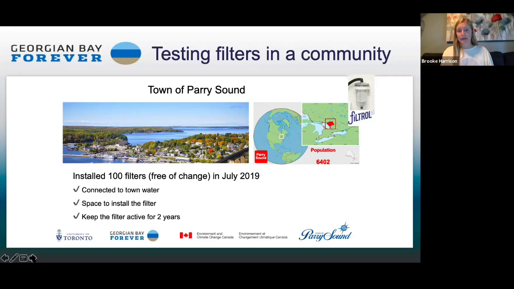You had to have the space to actually install the filter, and you had to agree to keep the filter running for 2 years for the duration of the study and save your captured laundry lint to give us so that we can research it.